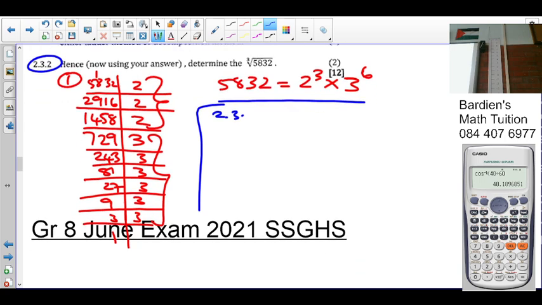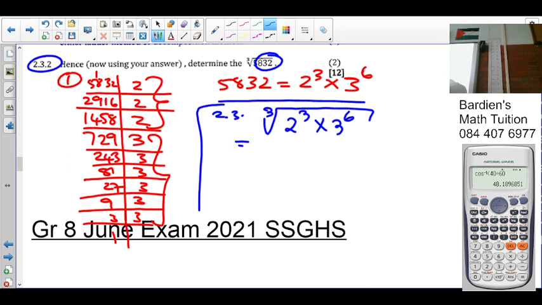Okay, so we must use the previous calculation here. So it's a square root. As you can see, the number is 5832, which is the number we just worked with, which is 2 cubed times 3 to the 6. They want you to work out the cube root thereof.